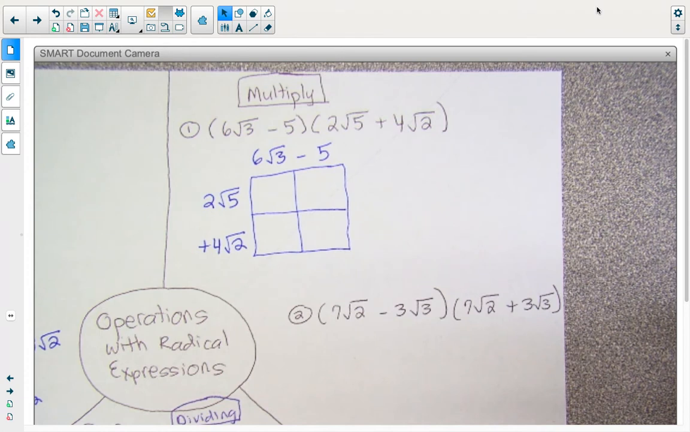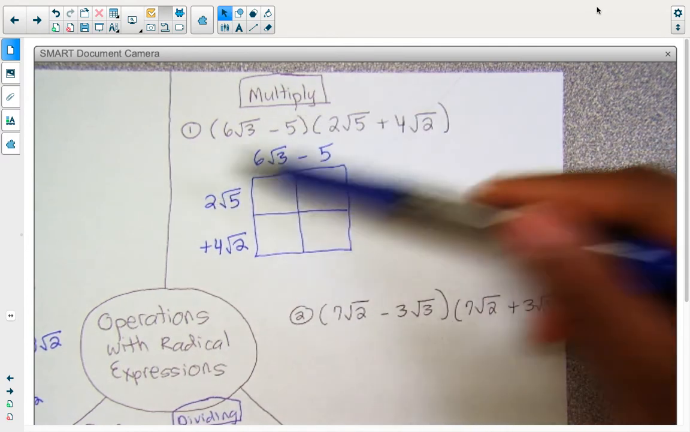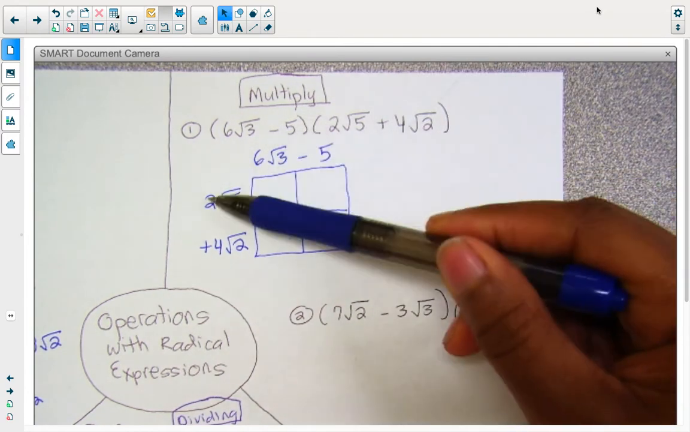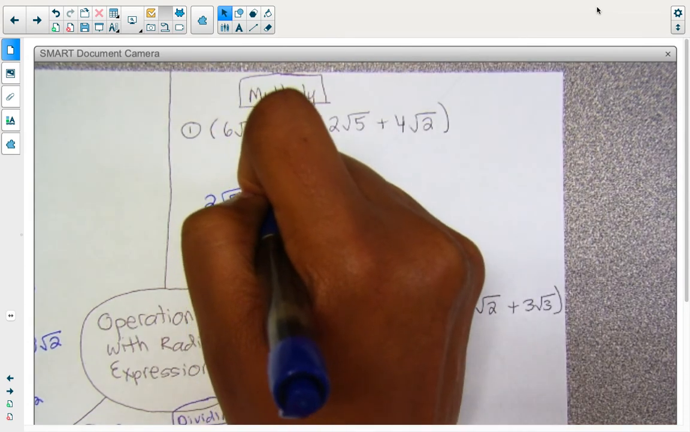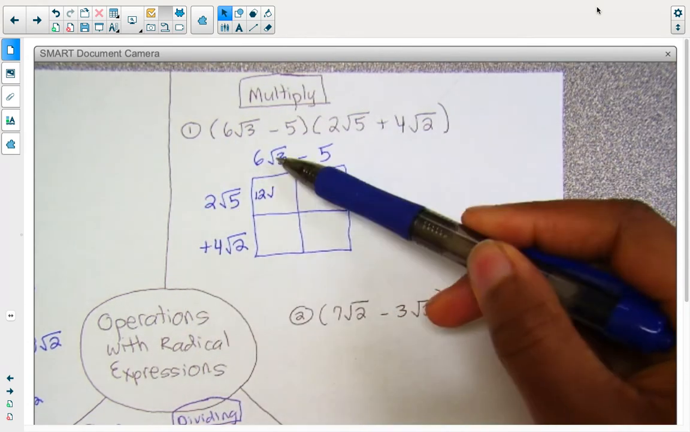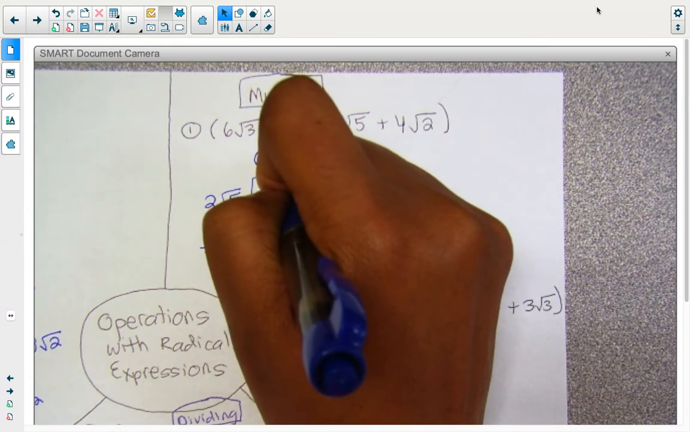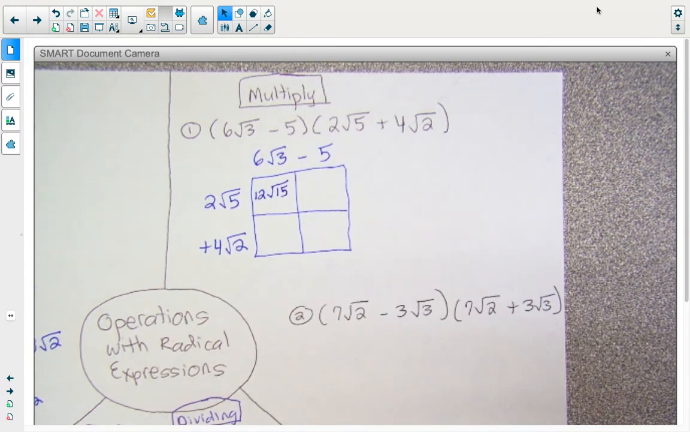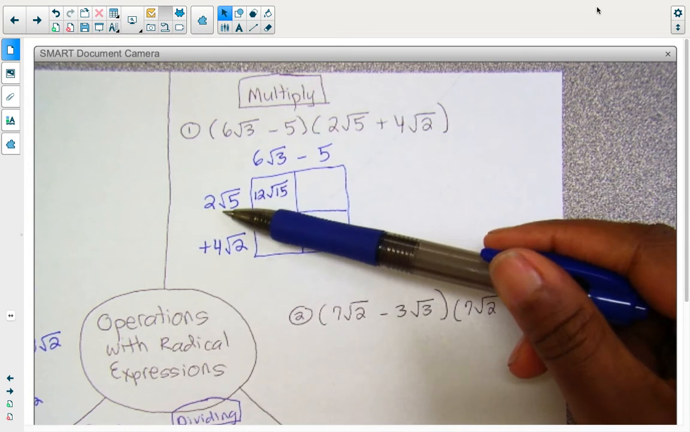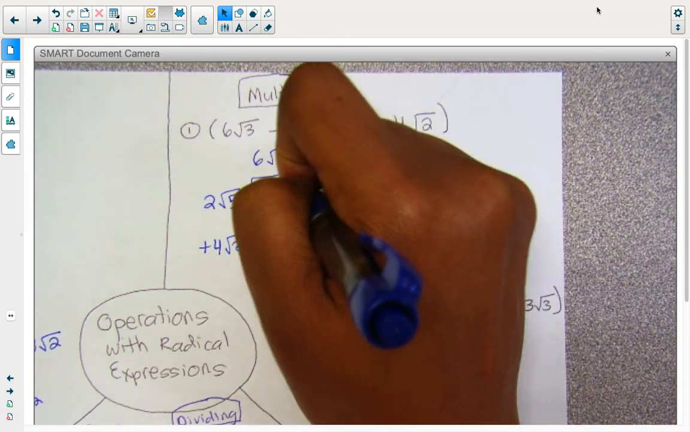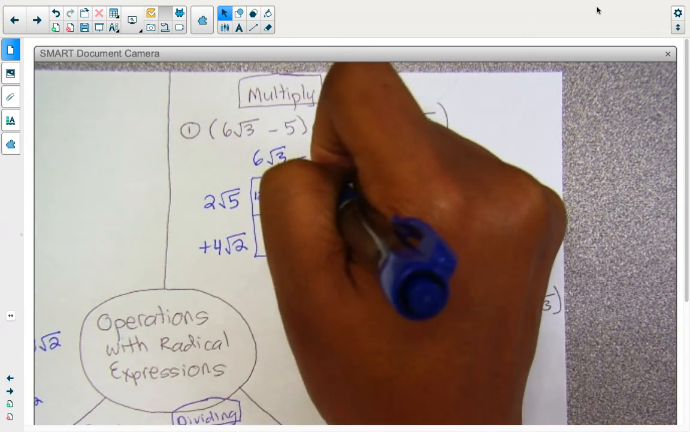So hopefully you got your box set up and you're doing okay. So here we go. I'm going to do 6 times 12. 6 times 2 is 12. And 5 times 3 is 15. So that's the first part. Now I'm going to do negative 5 times 2 square roots of 5. So that's negative 10 square root 5.